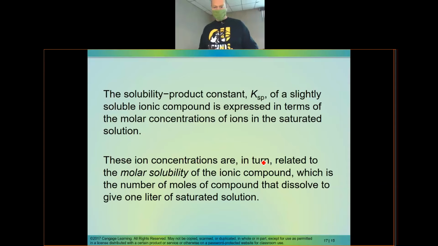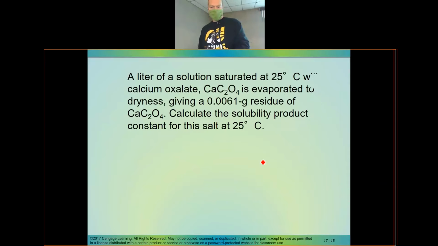All right, so again, S is the molar solubility. In order to find the molar solubility, you're going to take an insoluble compound, in this case, calcium oxalate, and put a bunch of it into water. We're going to stir it and stir it until all of the calcium oxalate that will dissolve has dissolved, in a liter of the solution.